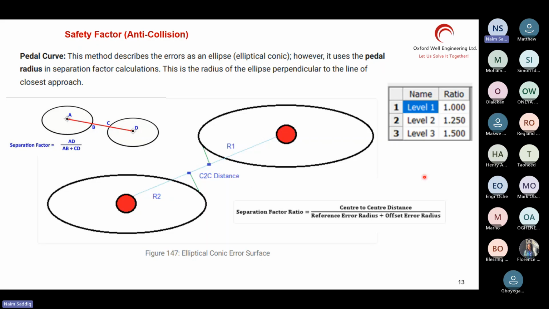So separation factor is calculated depending upon the distance between edge to edge, uncertainty to uncertainty. Are the uncertainties touching? It means that there's a possibility of collision. Level 1, level 2, level 3. Level 1 means there is no distance left between the two ellipses.